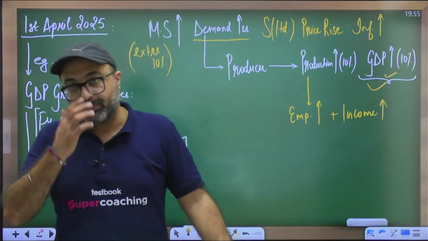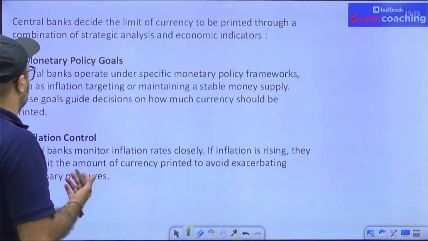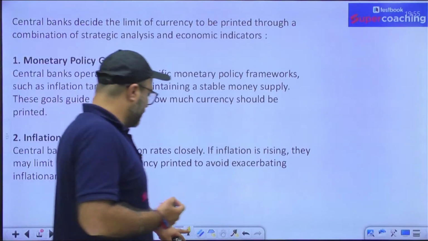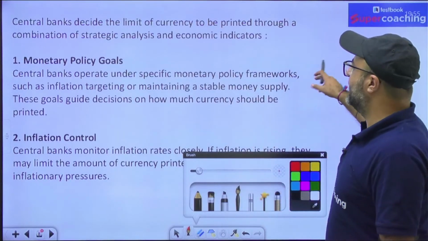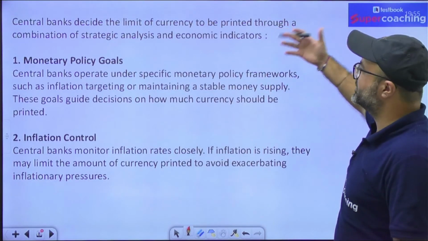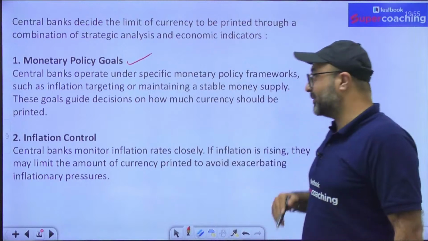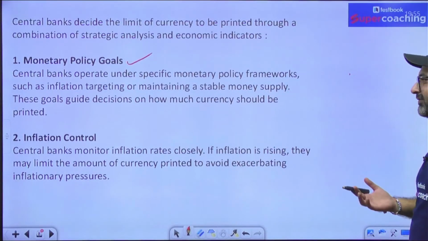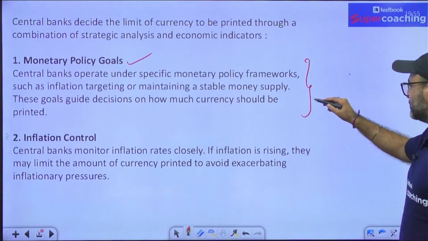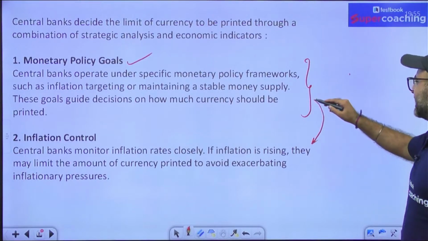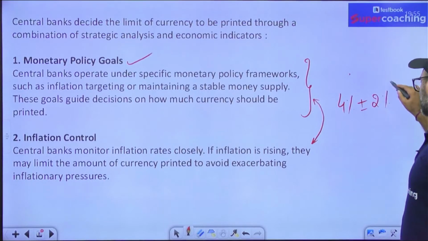Done? Okay. Now let's check out the actual factors which are taken into consideration to set the limit of currency need to be printed. So remember that central bank decide the limit to be printed through combination of strategic analysis and economic indicators. First one is monetary policy goals. That means central bank operate under specific monetary policy framework where central bank has to achieve the inflation targets. That means monetary policy targets, or you can say inflation targets. For India, it is 4% plus minus 2%. So this could be the first factor.